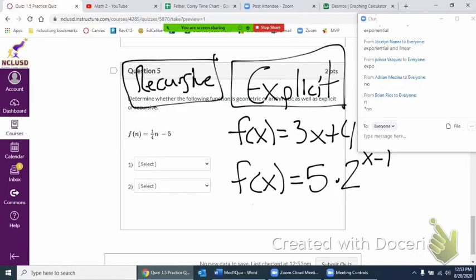Remember, recursive equations, they all have a starting point. F of 1 equals 3, and then... these are just random examples I'm just making up.